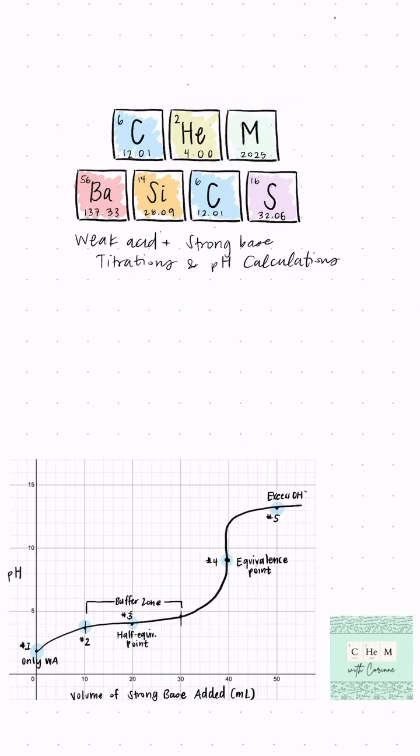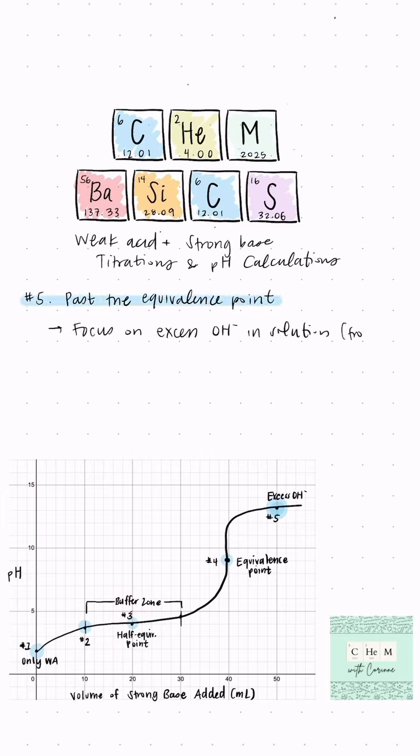Thankfully, the next calculation is a lot easier. When we're looking past the equivalence point, you're just going to focus on the excess hydroxide in solution. That comes from the strong base. Solve for the pOH from that, and then just subtract from 14. You have your pH. Titrations are tough, but so are you.